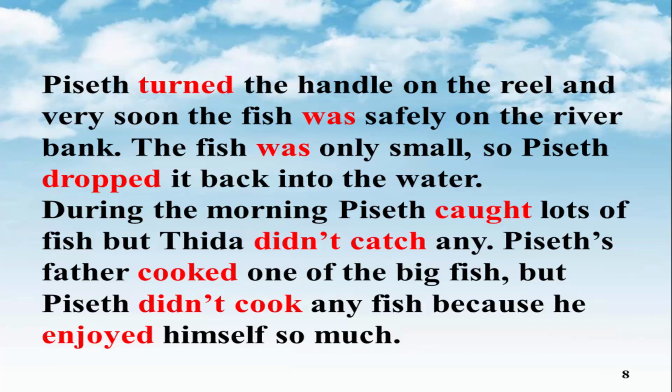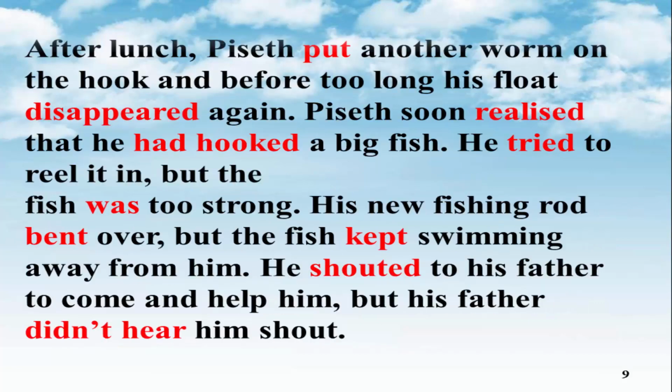The fish was very small, so Bisset dropped it back into the water. During the morning, Bisset caught lots of fish, but Ida didn't catch any. Bisset's father cooked one of the big fish, but Bisset didn't cook any fish because he enjoyed himself so much. After lunch, Bisset put another worm on the hook, and before too long his float disappeared again. Bisset soon realized that he had hooked a big fish. He tried to reel it in, but the fish was too strong. His new fishing rod bent over, but the fish kept swimming away from him.